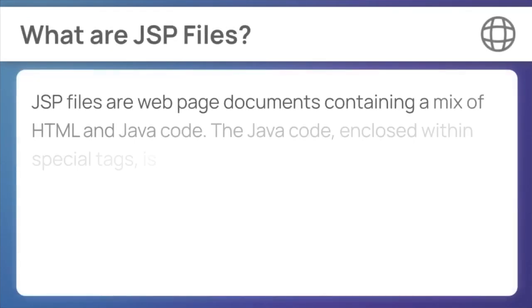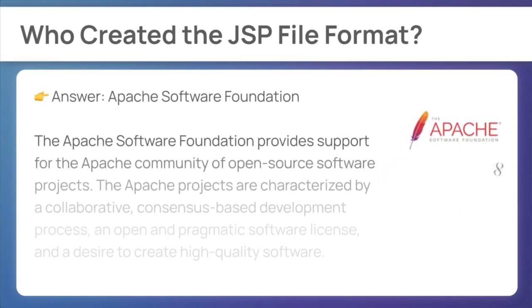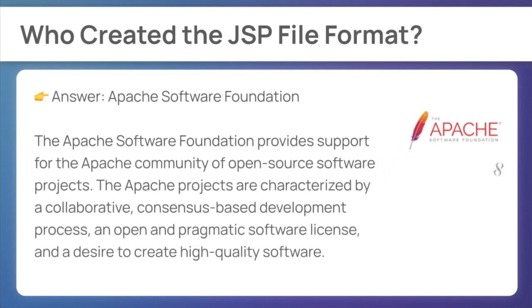JSP files are web page documents containing a mix of HTML and Java code. The Java code, enclosed within special tags, is executed on the server to dynamically generate content before the page is sent to the user's browser. This allows for interactive and data-driven web applications.